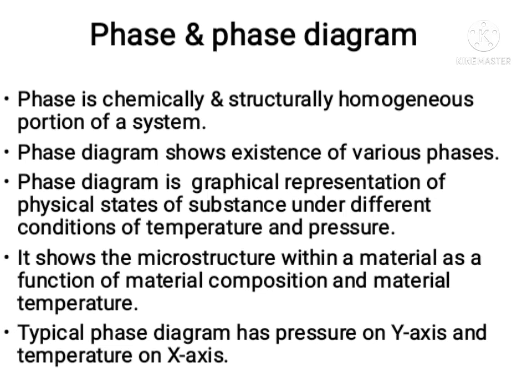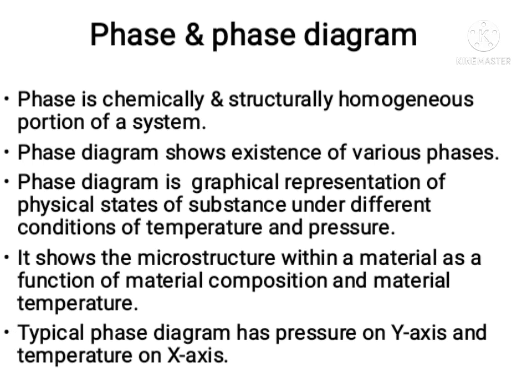Now we see the main concept. What is the phase diagram? Phase diagram is an important tool in material science. It shows regions of existence of various phases. It is a graphical representation of physical states of substance under different conditions of temperature and pressure. It shows microstructure within a material as a function of material composition and material temperature.